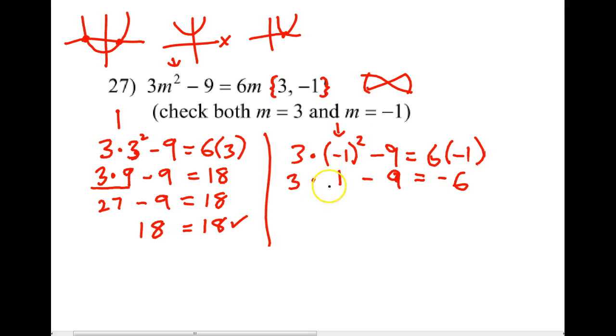Negative 1 times negative 1 is positive 1. 3 times 1, 3. And then 3 minus 9. So both of those are solutions. So if we graphed it, it probably looks something like this. It'd be crossing at 2 different spots. One at negative 1 and one at positive 3.